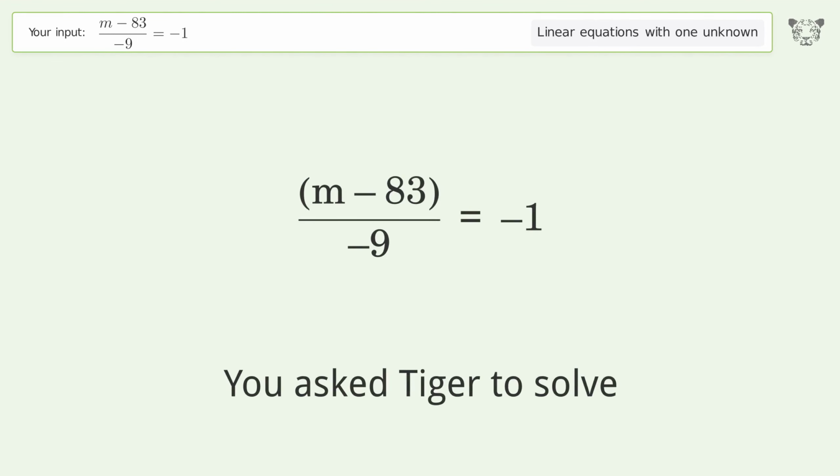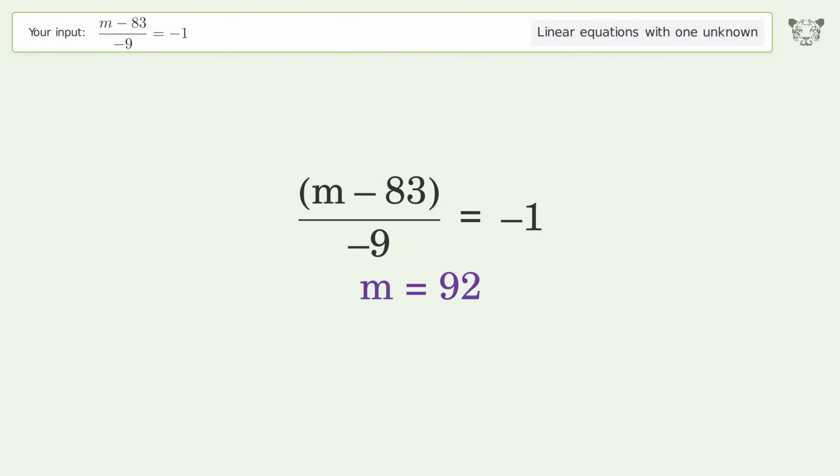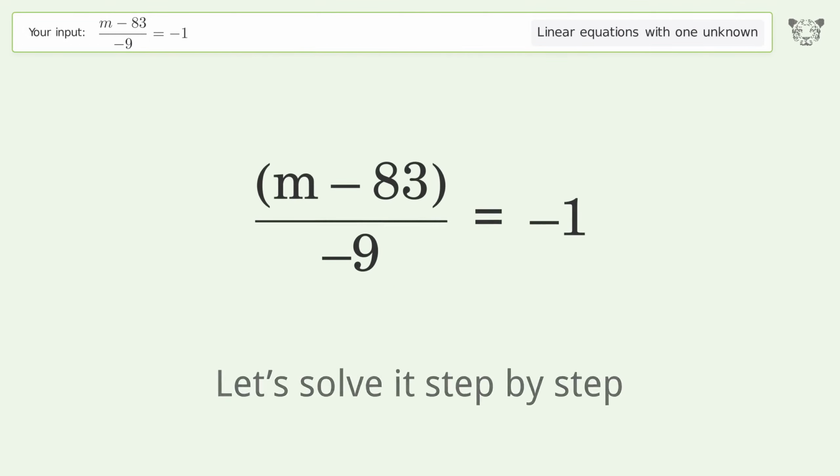You ask Tiger to solve. This deals with linear equations with one unknown. The final result is m equals 92. Let's solve it step by step.